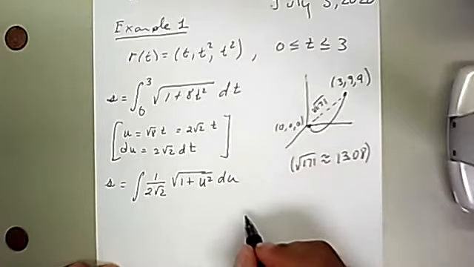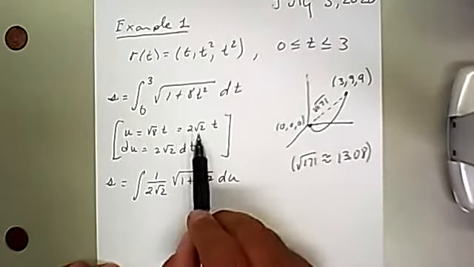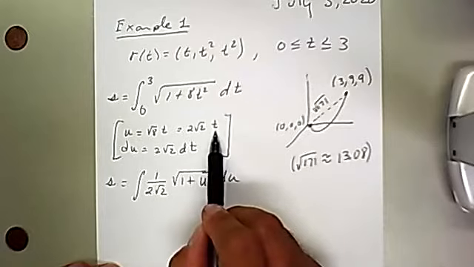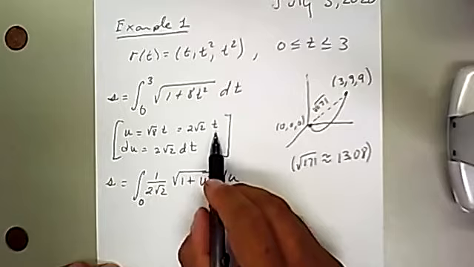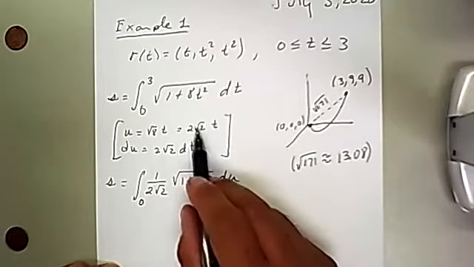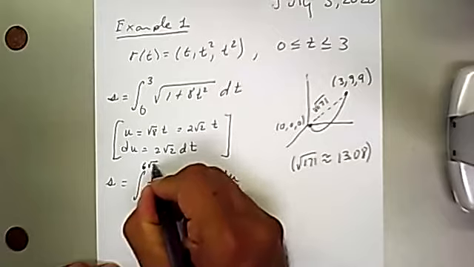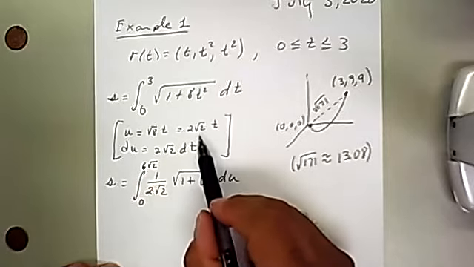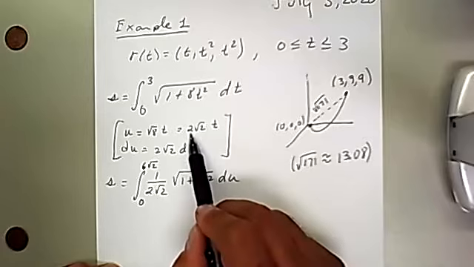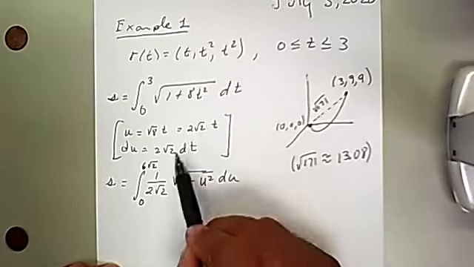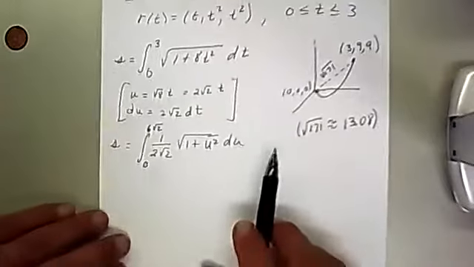We have to change the limits of integration. This is a linear substitution, which means that if t is 0, so is u. And if t is 3, then the upper limit will be 6 root 2. Again, because if t is 3, we multiply that 3 with this 2, making it a 6, and we still keep the square root of 2. So those are the lower and upper limits of this integral.